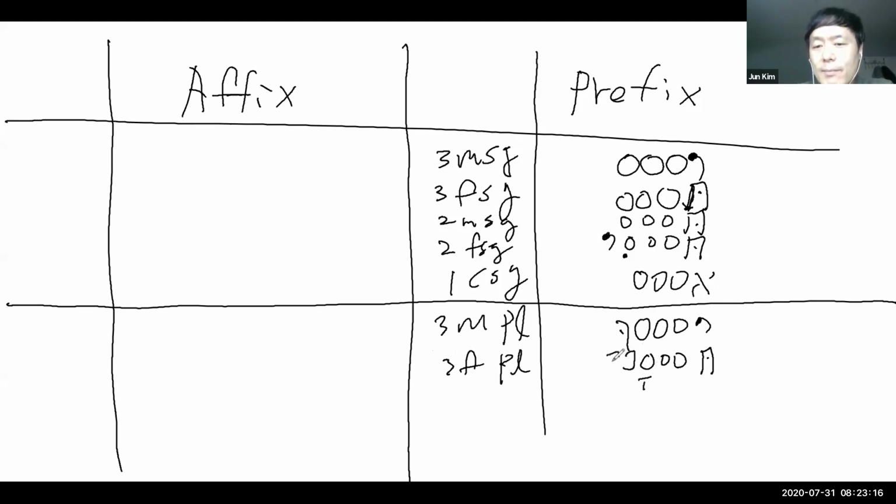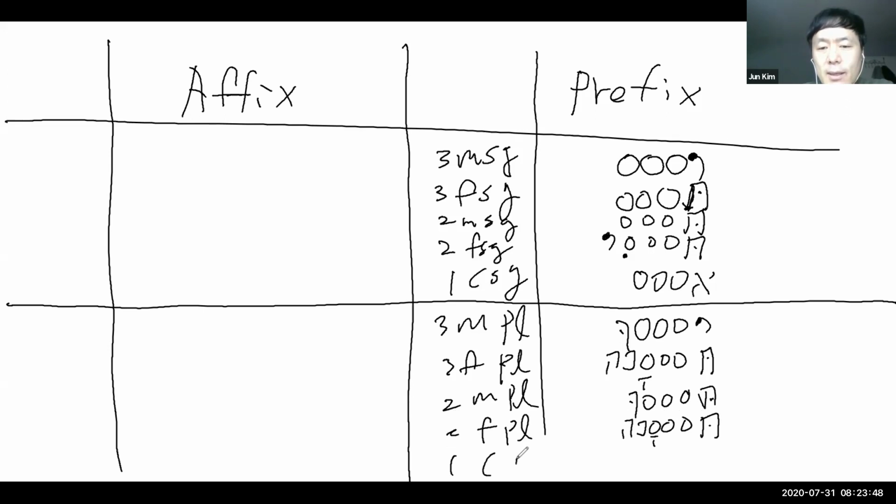Na ending. Okay. Go ahead. 2MPL. Tav before the root. Then shureq at the ending. Good job. Then 2FPL. Tav before the root letters, then na at the end. Okay, na ending. All right. 1CPL. What is it? Nun. Nun before the root letters. All right.